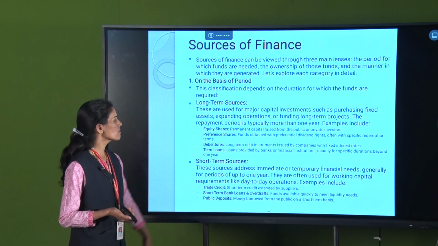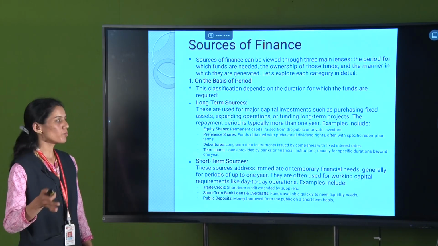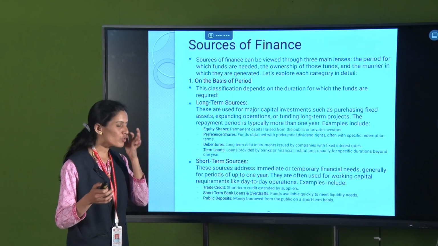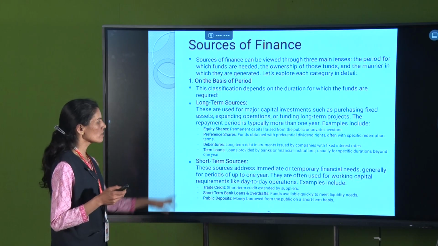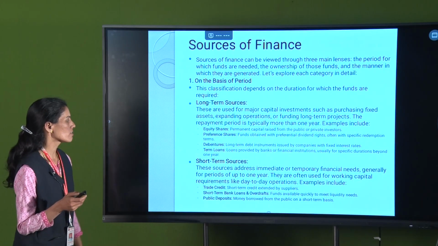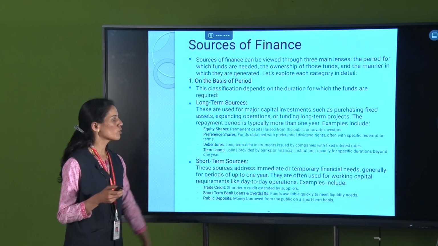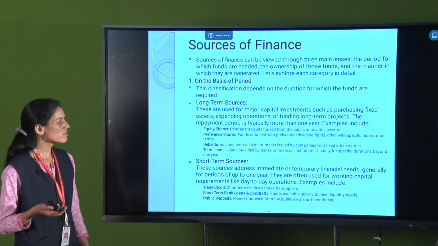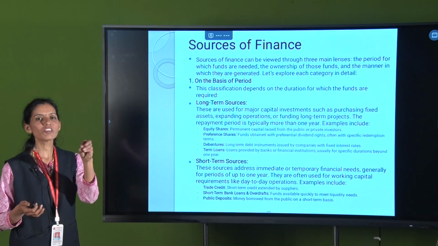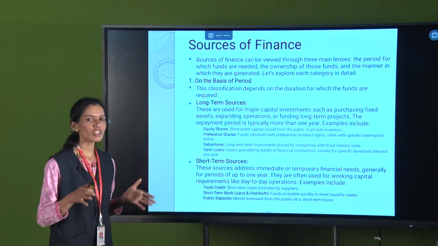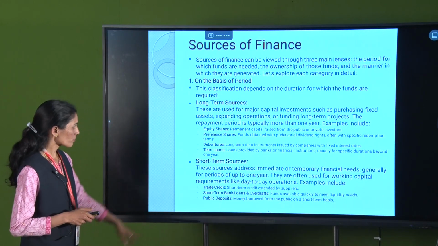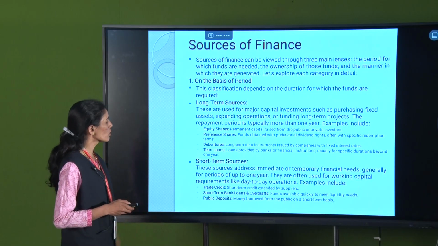Then the third one is the debenture, a long term debt instrument issued by companies with a fixed rate of interest. There is no floating rate for the interest, there is a fixed rate of interest. After that, term loans are provided by a bank or financial institution, usually for a specific period or specific duration beyond a year. This is the concept of long term sources.